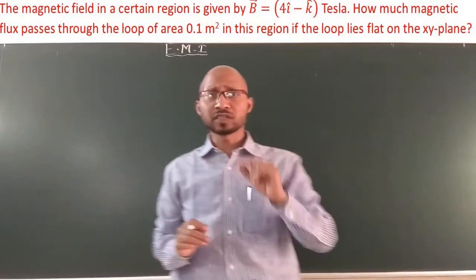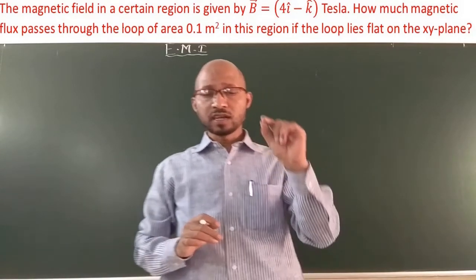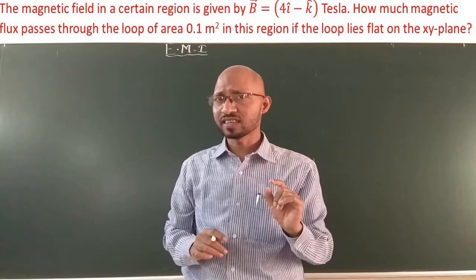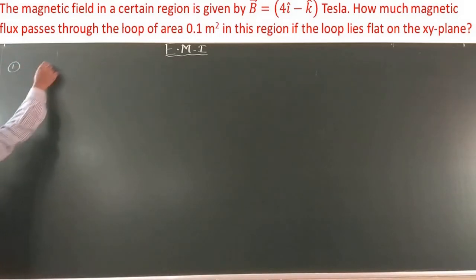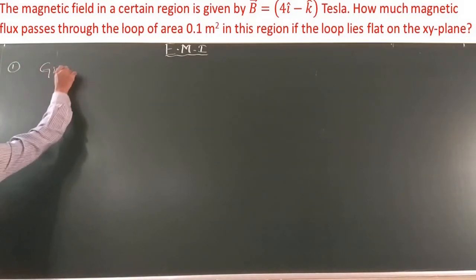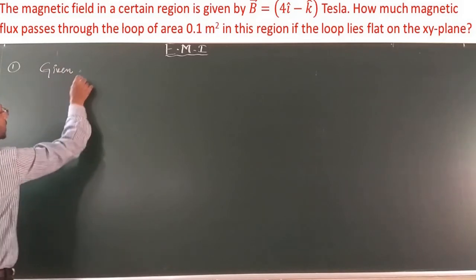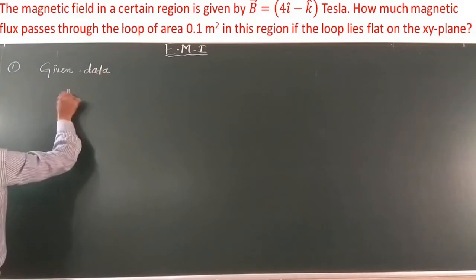The first problem, as you see on the screen, clearly says that the magnetic field in a certain region is given. Let us write down problem number 1. What is given, we will write down. If you check the screen, what is the problem? The magnetic field in a certain region is given.